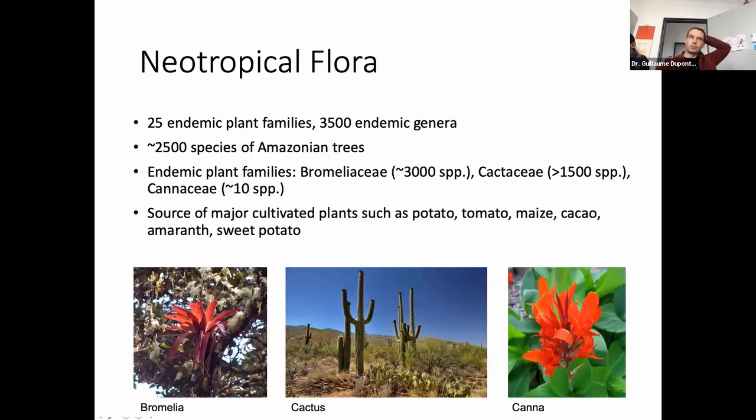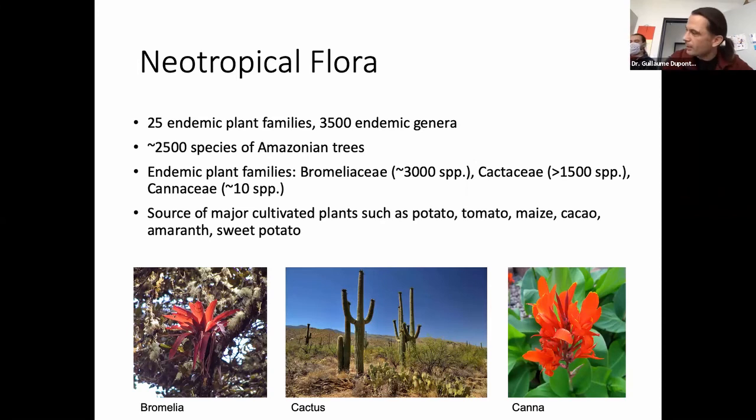So let's talk a little bit more about the biodiversity of this region before we come to the American interchange, to have an idea. If we look at the flora of the Neotropics now, so all this area, which starts in this part that we just talked about, southern Mexico, essentially, this is the Neotropics. We have 25 endemic plant families, 3,500 endemic genera. In Amazonia alone, we have 2,500 species of trees.